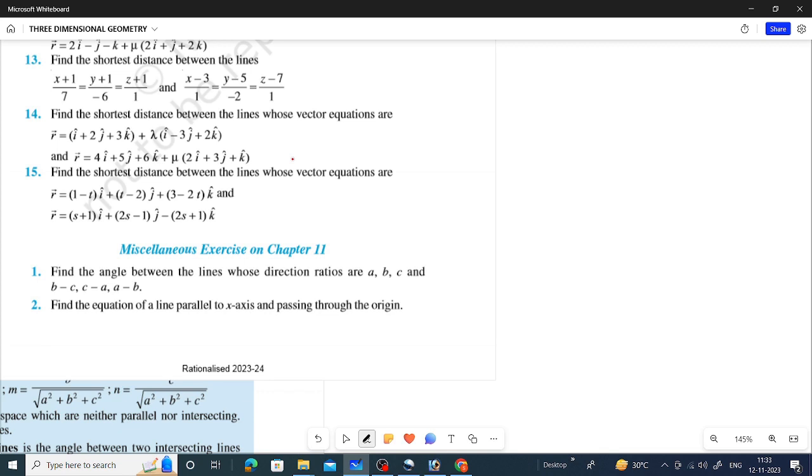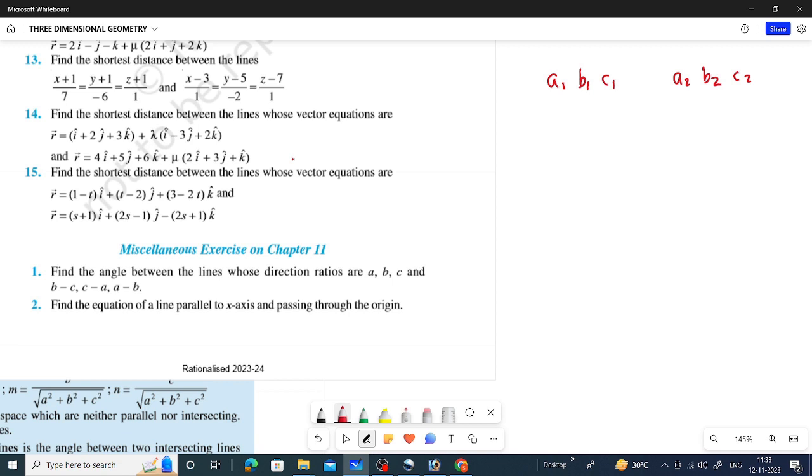This is a question from the miscellaneous exercise, chapter three-dimensional geometry, chapter number 11. The first question is: find the angle between the lines whose direction ratios are a, b, c and b minus c, c minus a, a minus b.